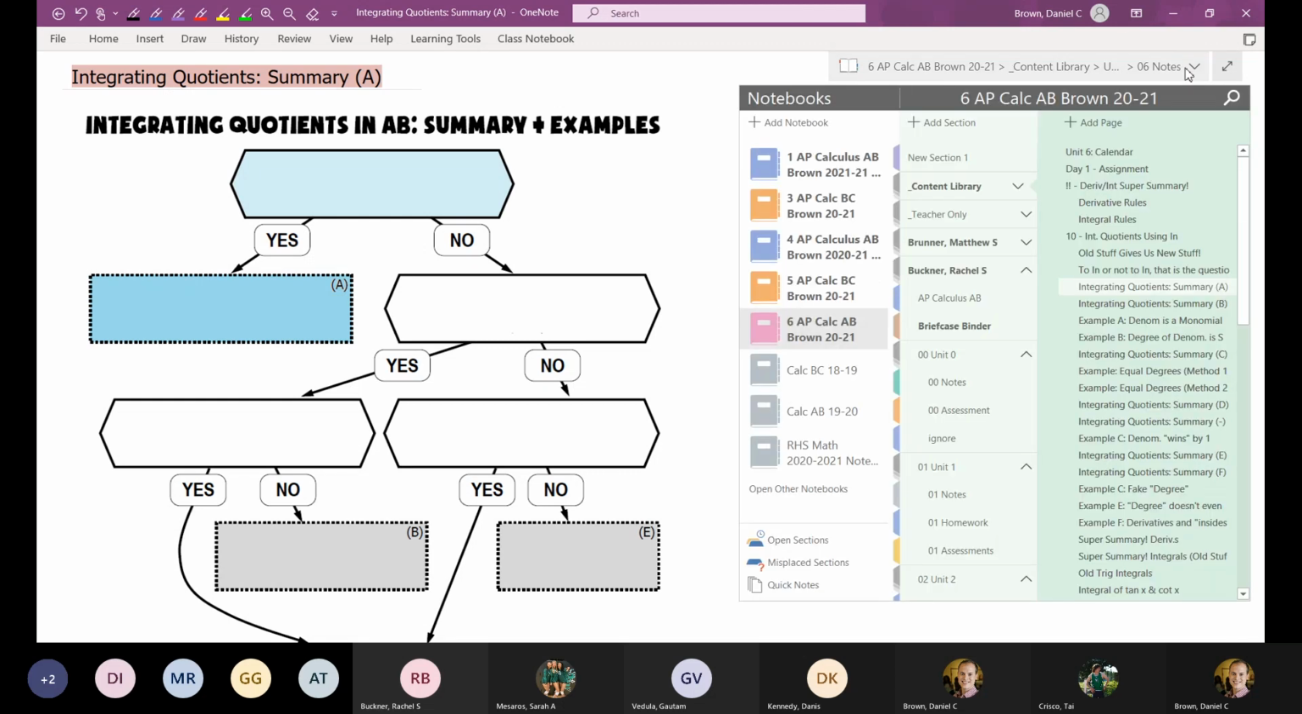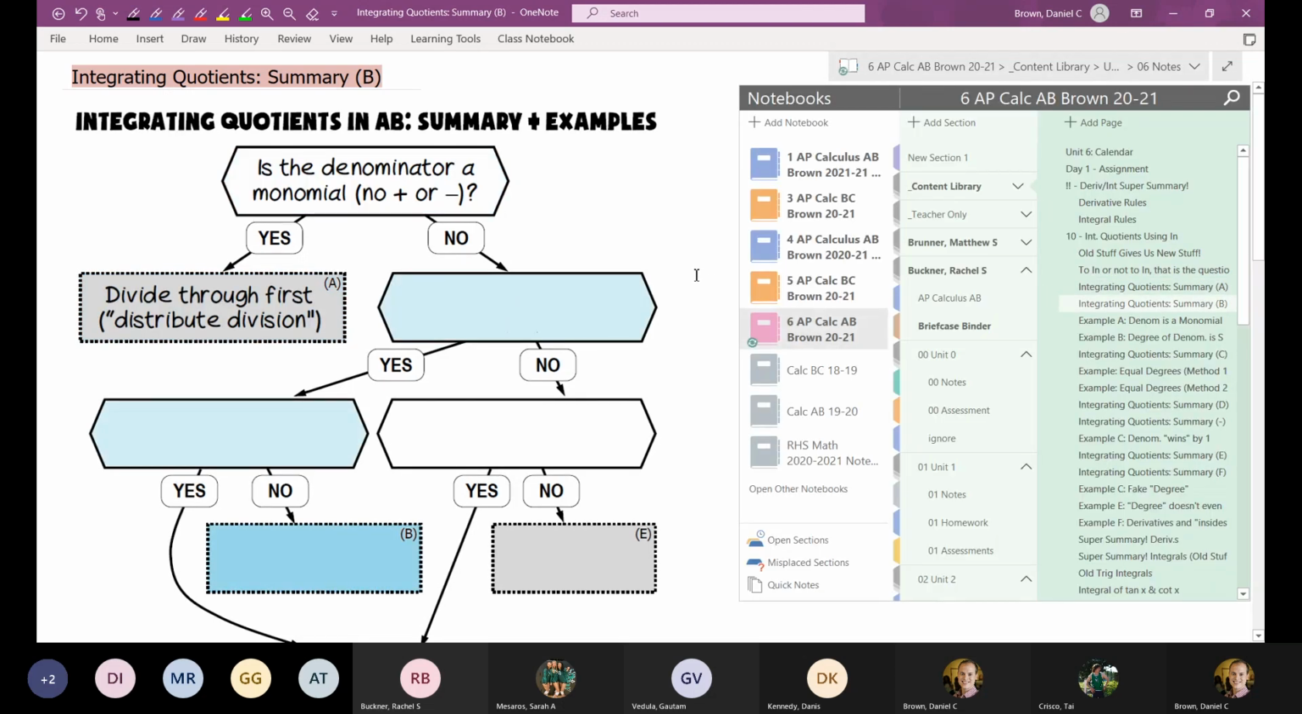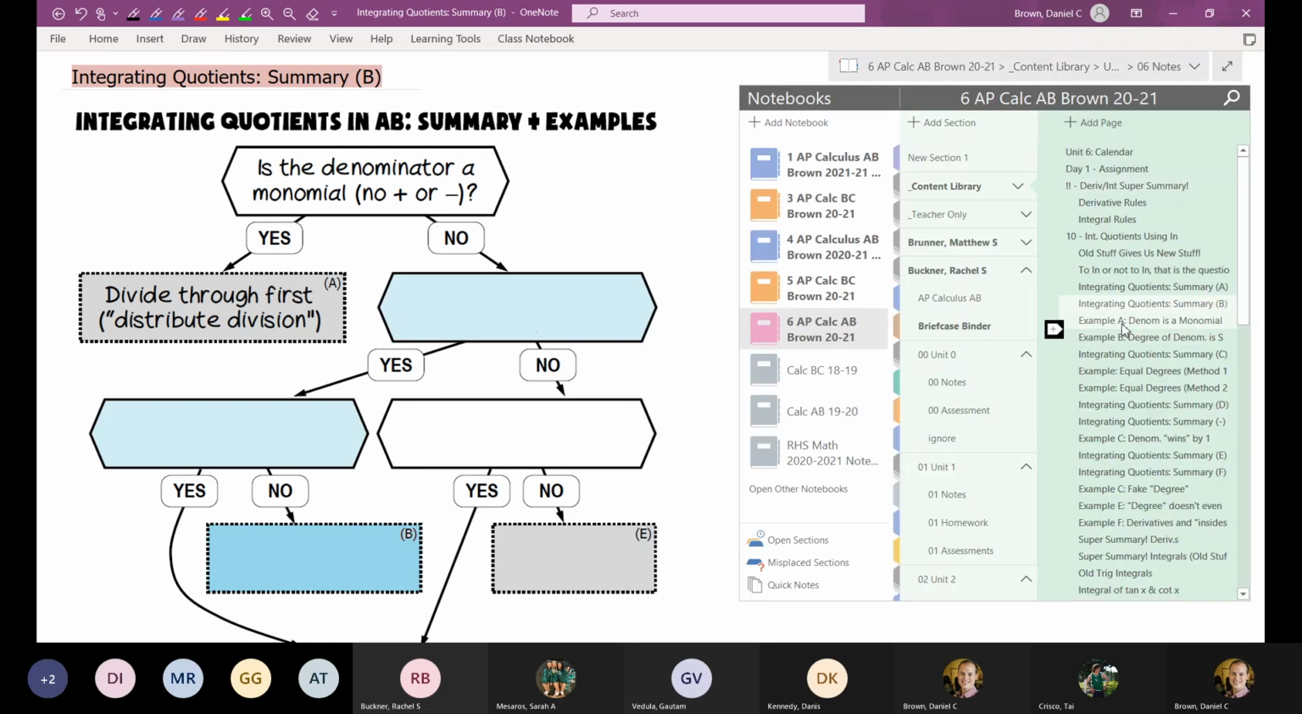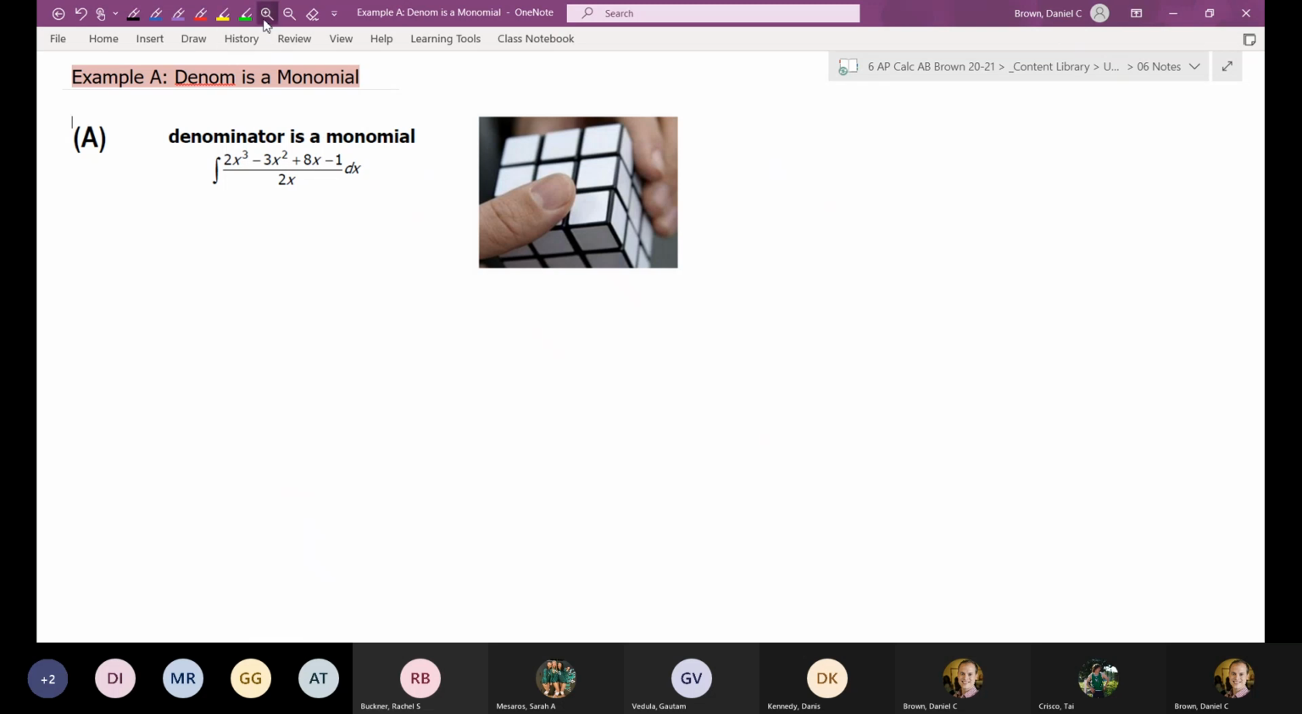The first thing I always look for is whether the denominator is a monomial. If your denominator is a monomial, you're going to smile because that's going to be the easiest type of problem I can give you. Why is it easy? You just divide everything by that denominator, simplify it, and then integrate. It's going to be the easiest problems we have when you're integrating quotients. An example of that would be something like this. Make that a little bit bigger.